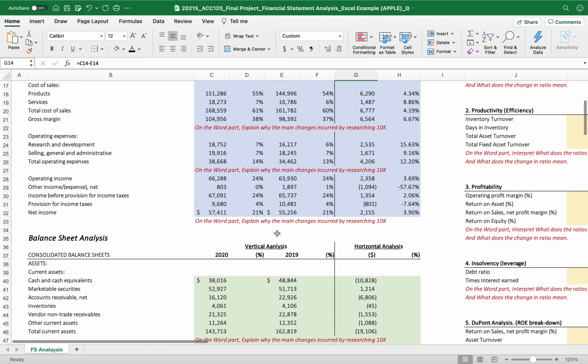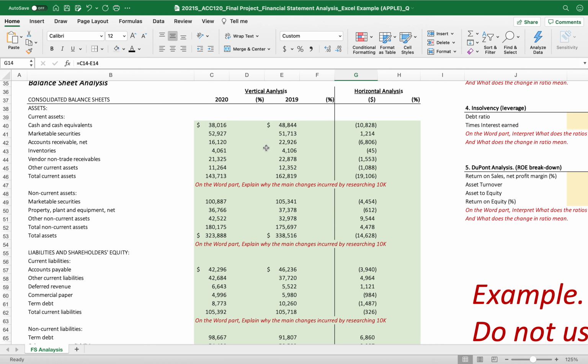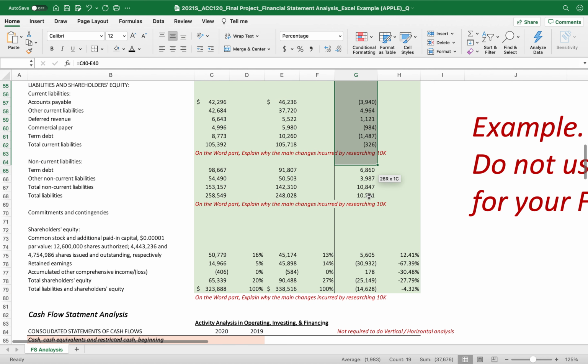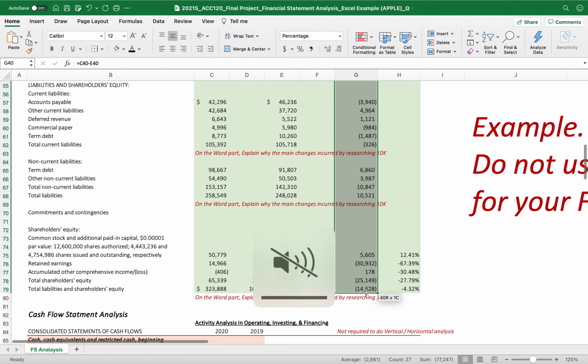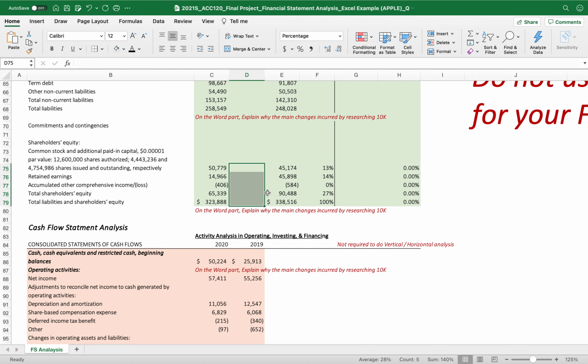Okay, then let's move to the balance sheet side. Balance sheet also shows vertical analysis, horizontal analysis. I just want to remove this because I want to show you how to get it first. I haven't removed it yet. Just give me a second.